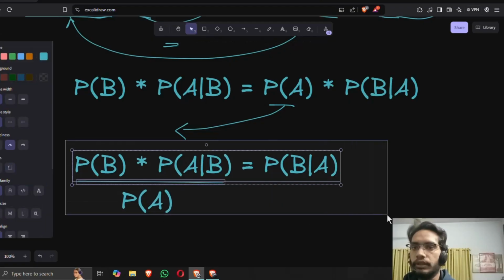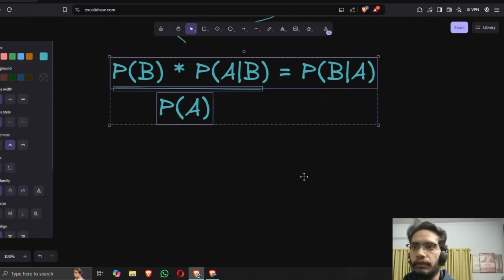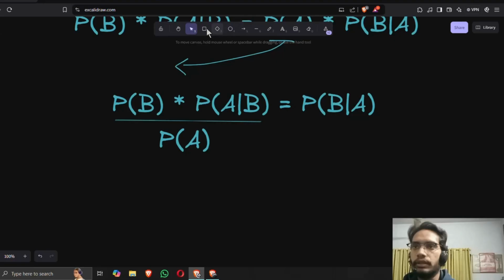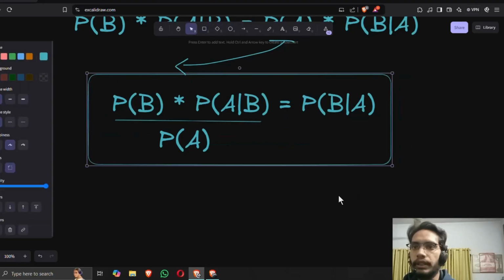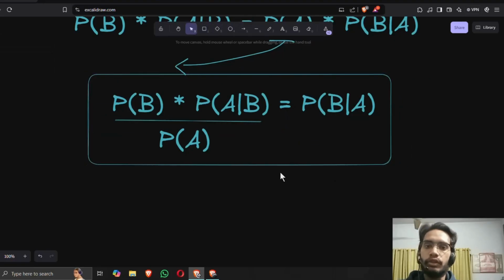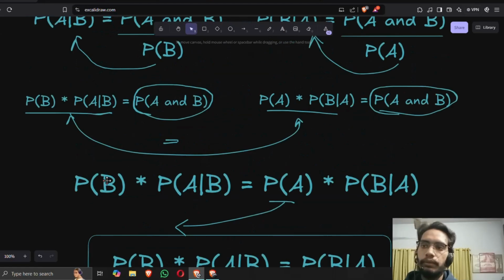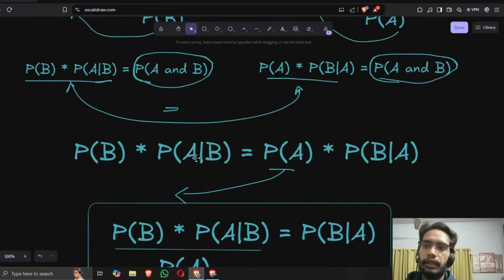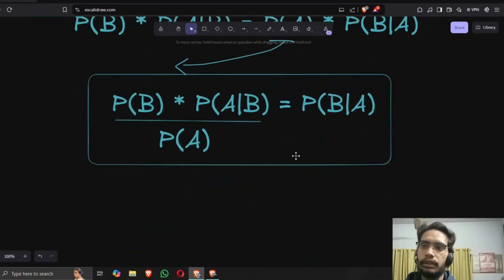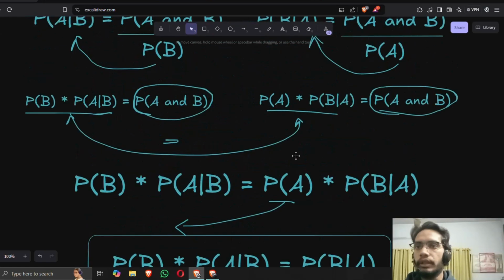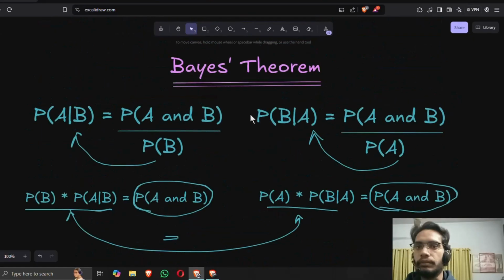Now this whole equation that I have derived here is known as your Bayes theorem, right? So this one is known as your Bayes theorem. You can also do this in a way where you put probability of B in the denominator, and then you can have P(A given B). So this is another variation of the Bayes theorem. But this is how you can actually derive the Bayes theorem in an easy way.